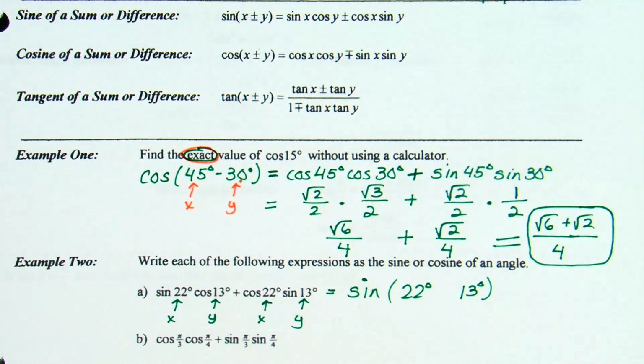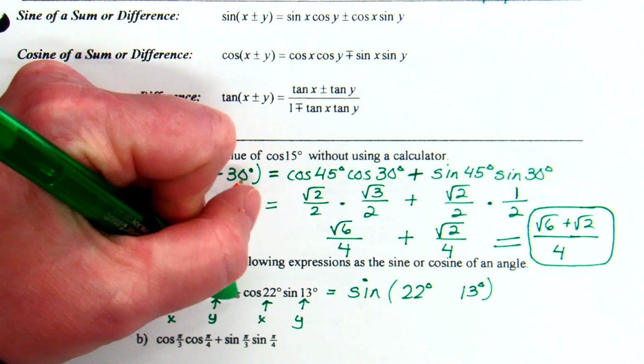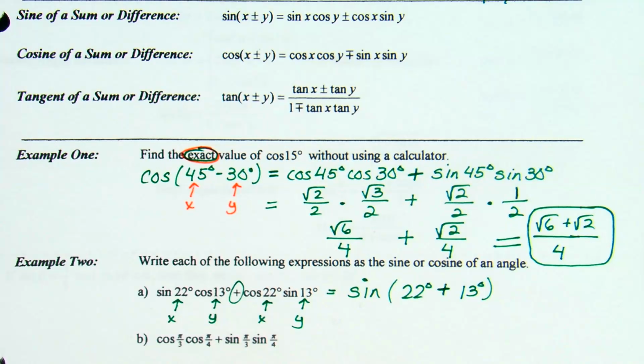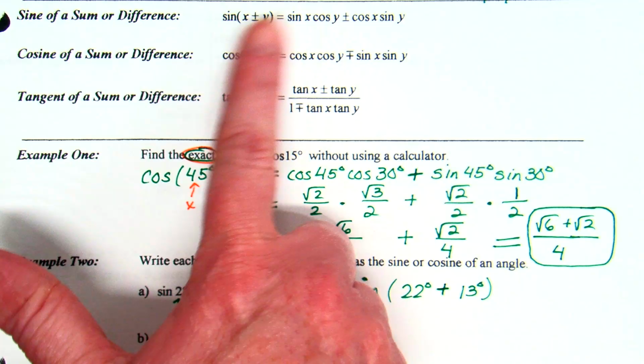22 degrees and 13 degrees. What you have to decide is, is it 22 plus 13 or 22 minus 13? Why would it be plus? Because with the sine identity, whatever your sign was in the equation is the same sign that was in the parentheses. Okay. What she said.